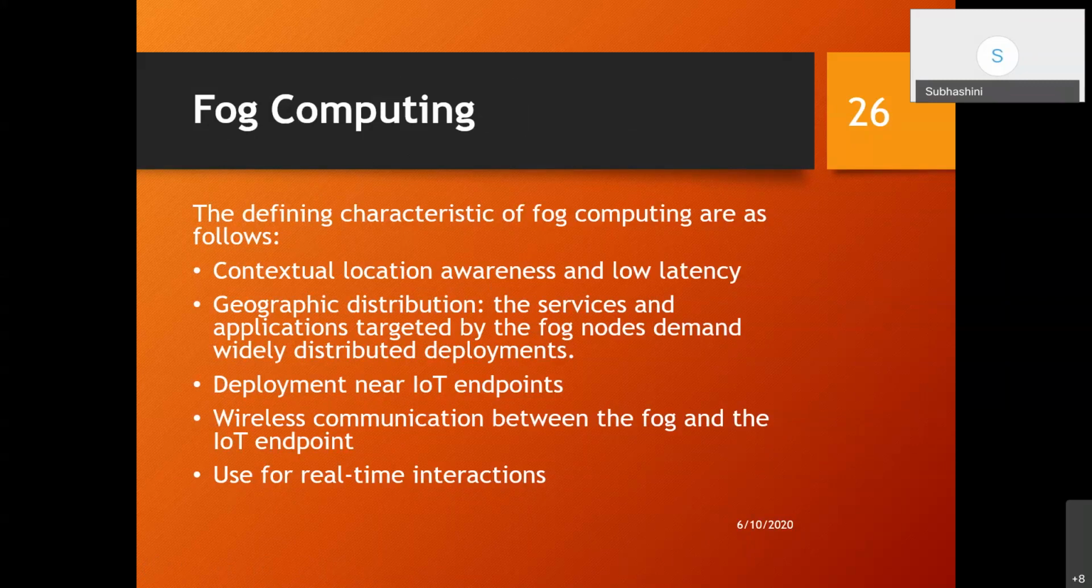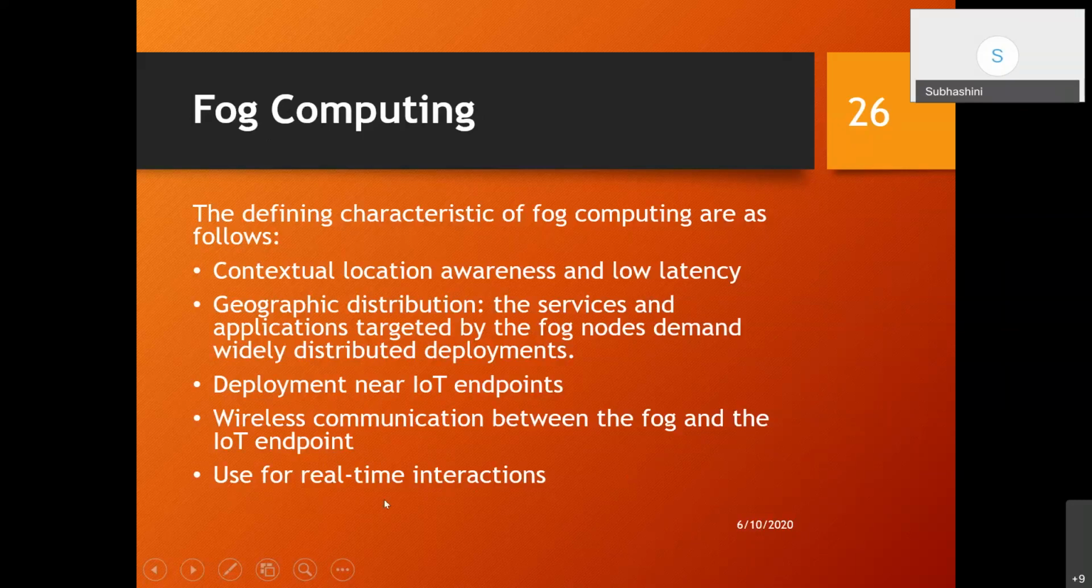And it is geographically distributed. That means the applications or the services of this fog computing are distributed across the globe. And it is deployed close to the endpoints, but not at the endpoints. It is close. At the endpoints means it becomes edge computing. Next, there are different wireless communication protocols between the fog nodes and the IoT endpoints. IoT endpoints means things, sensors or actuators. For computation at the fog, we require separate nodes. They are called fog nodes. So there is communication between the fog nodes and the IoT end devices, and they are used sometimes for real-time interactions.